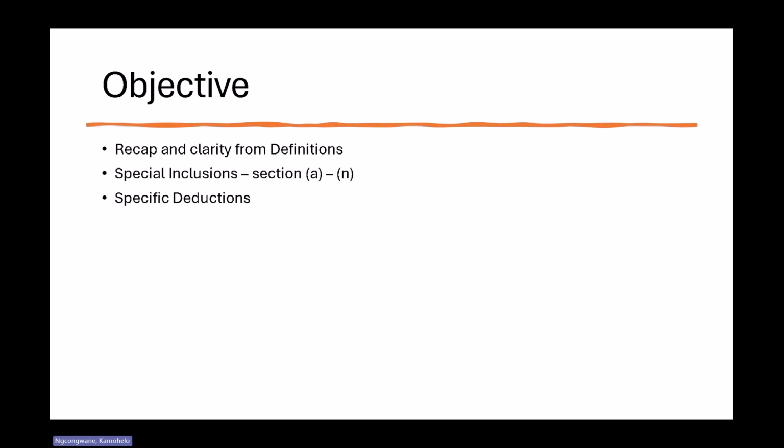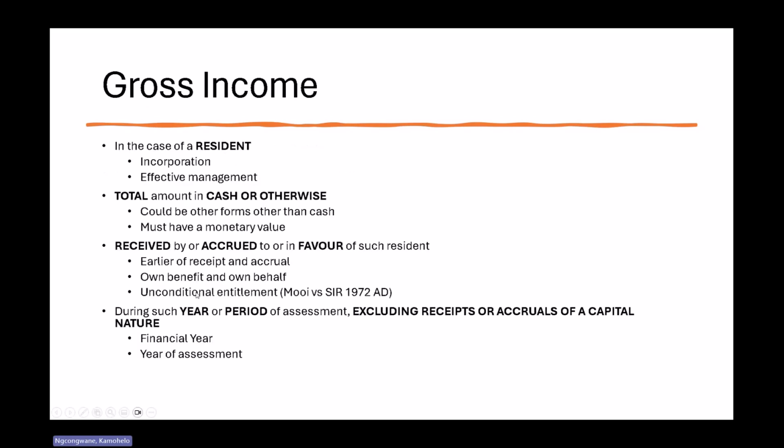The principles related to the gross income definition: what a resident is, what's an amount that's received or accrued. So if we go into it again, what's the concept of a resident, the total amount in cash or otherwise received or accrued by or in favor of such resident during such a period of assessment, excluding receipts or accruals of a capital nature. Once you understand the principles of each important component of this definition, for a scenario that's placed in front of you, you can apply those principles to that scenario and reach a conclusion.